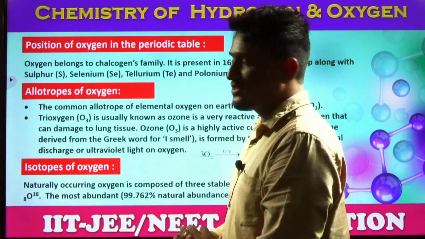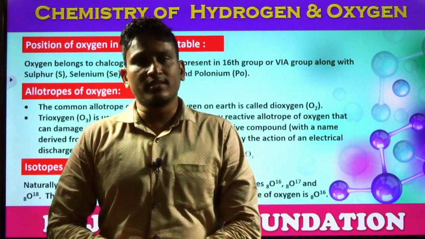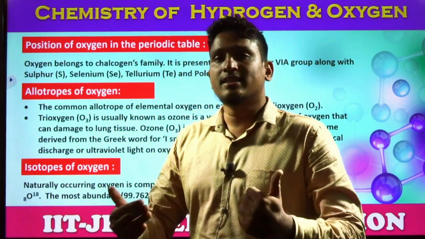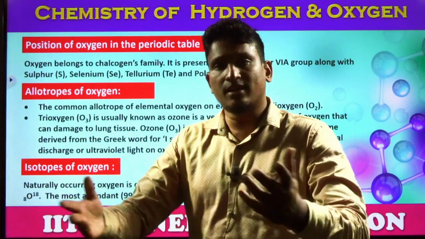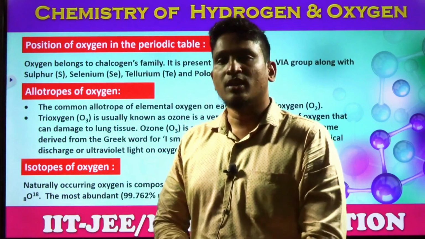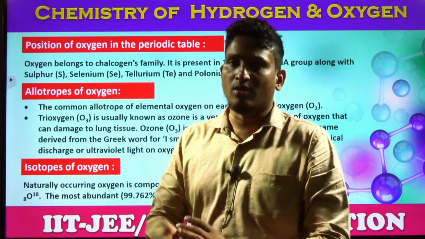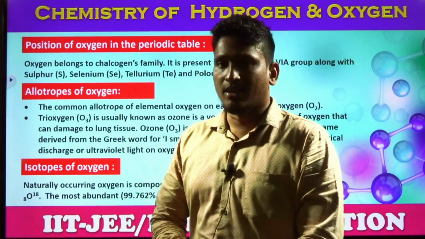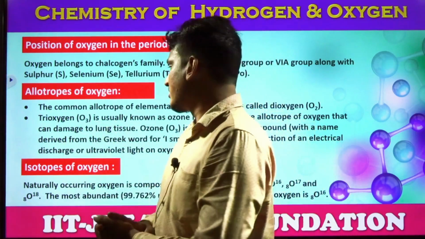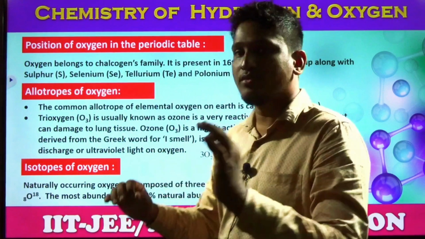Next, allotropes of oxygen. Allotropes means, students, the same element that can exist in different physical forms. So oxygen is mostly available as dioxygen, O2, as well as in the form of ozone, which is O3.